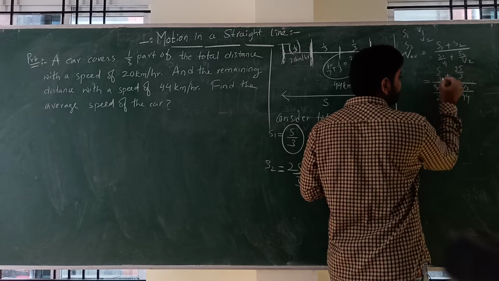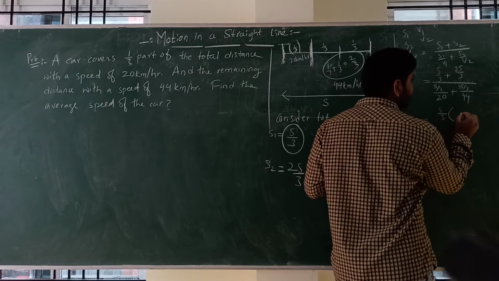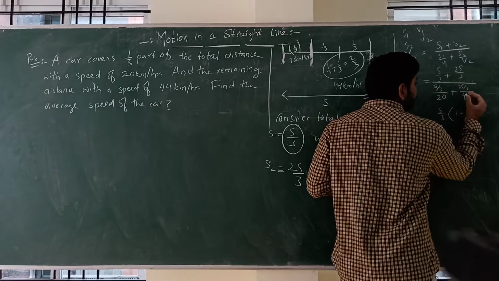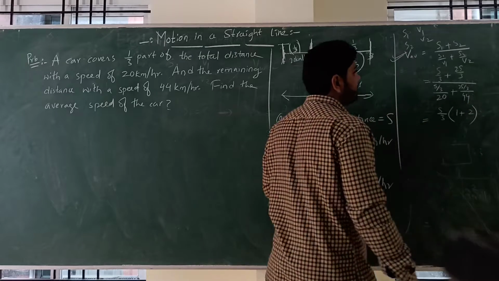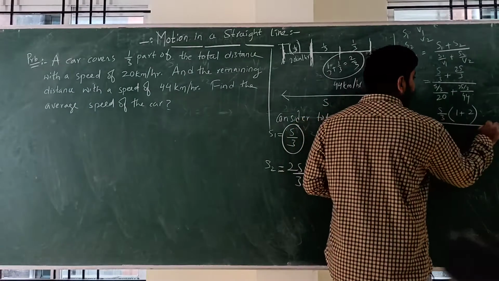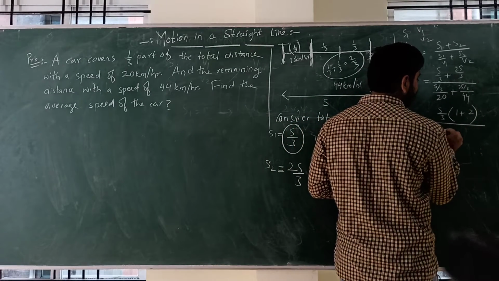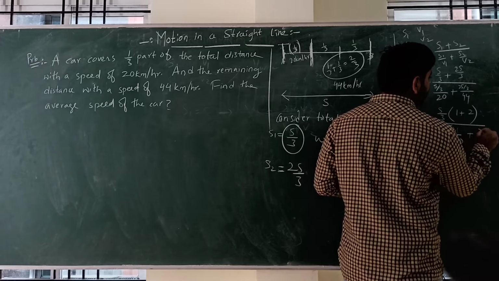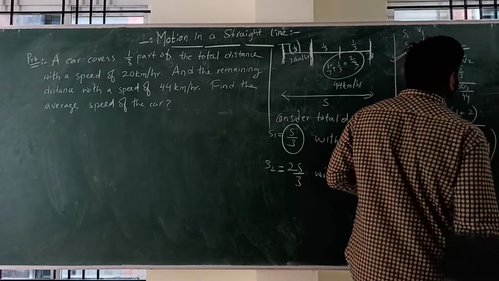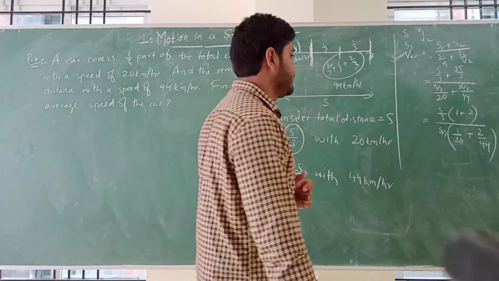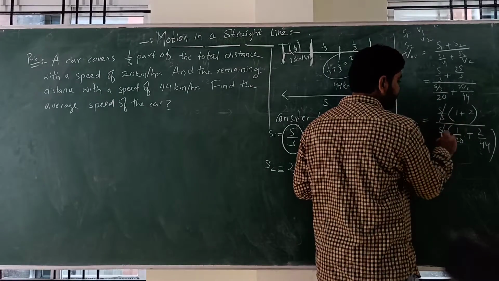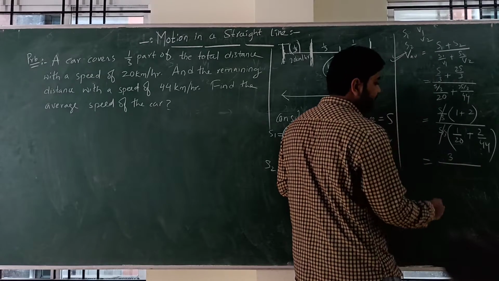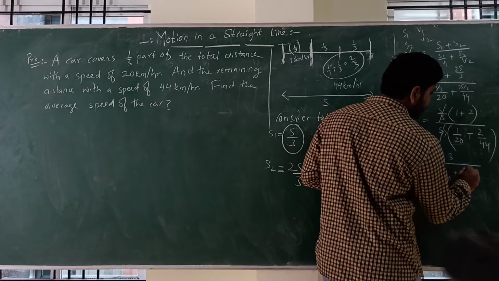I am taking S by 3 outside in the numerator. What do we get? 1 plus 2. Divided by, here also I am taking S by 3 outside. What happens here? 1 by 20 plus 2 by 44. Correct? Now see, this S by 3 and S by 3 cancel, numerator and denominator. So finally what we have remaining? 3 divided by 1 by 20 plus 2 by 44.